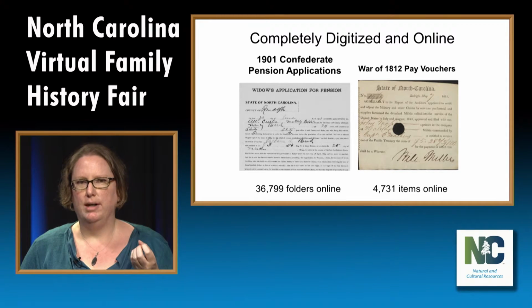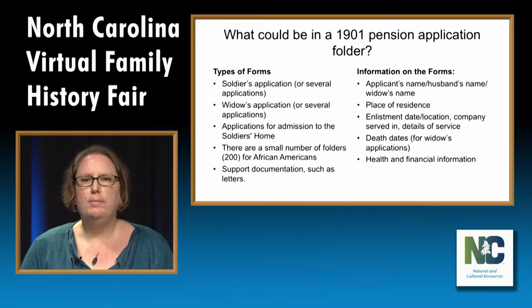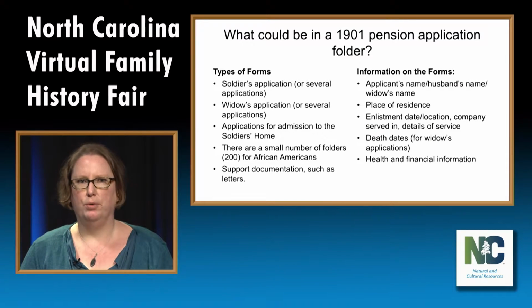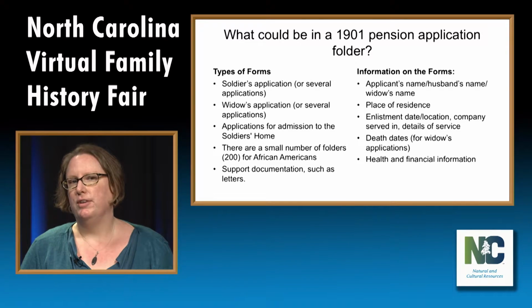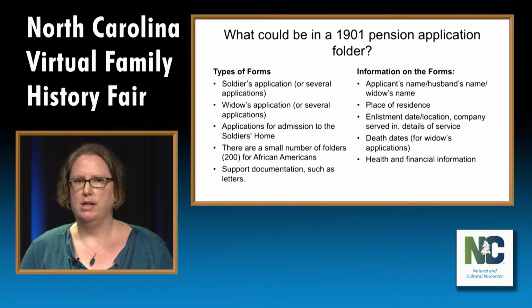The 1901 Confederate pensions is probably one of the largest collections in the digital collections, so there is a lot of stuff there. So what could be in a 1901 pension application folder? It can include everything from soldier's application or several applications. I know we had a question that came in on Twitter about Rev War applications and would other applications be if they were declined. I don't know the answer for that one, but I can tell you for 1901, it can have multiple applications, also the widow's applications in the same folder, all organized under the soldier's name and the county in which they applied.